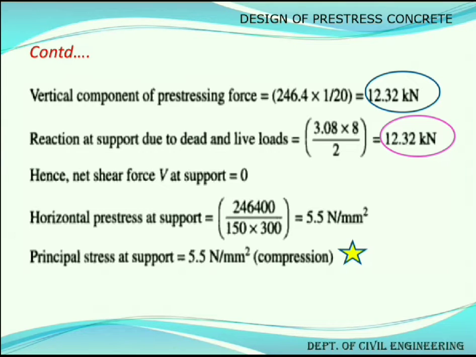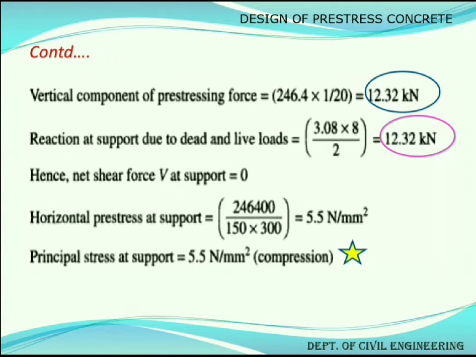Therefore, this horizontal pre-stress itself is the principal stress, because there is no shear force existing here. There is no shear force existing means the vertical component of the pre-stress is able to entirely balance the shear developed. Hence, V at the support becomes 0 and we only get horizontal pre-stress at the support, which itself is the principal stress. So, two important points.